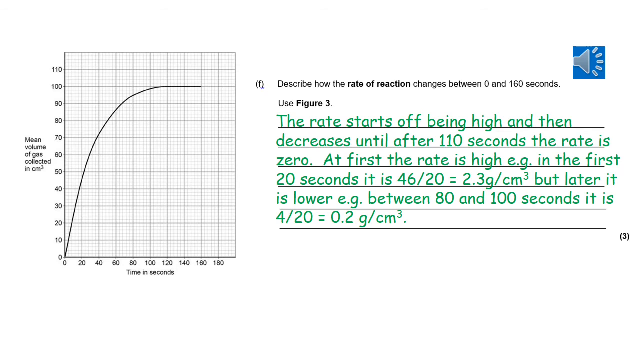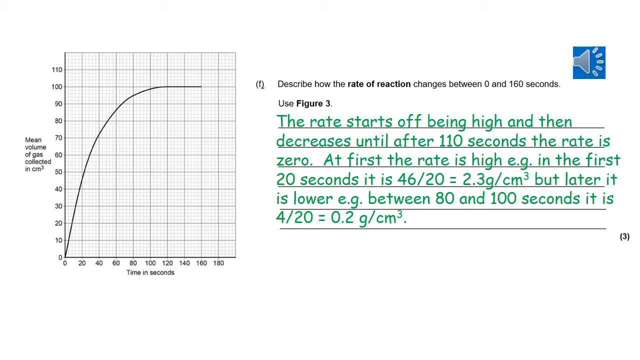In this sort of question, it's worth having a look at how many marks are being available for the question. So in this case, we've got 3 marks, which means they're looking for quite a lot of detail here. Being asked how the rate of reaction changes between 0 and 160 seconds. So I've started off there by just making a general statement that the rate starts off being high, and then the rate decreases till you get to 110 seconds, and then the rate is 0. So the reaction is actually finished.